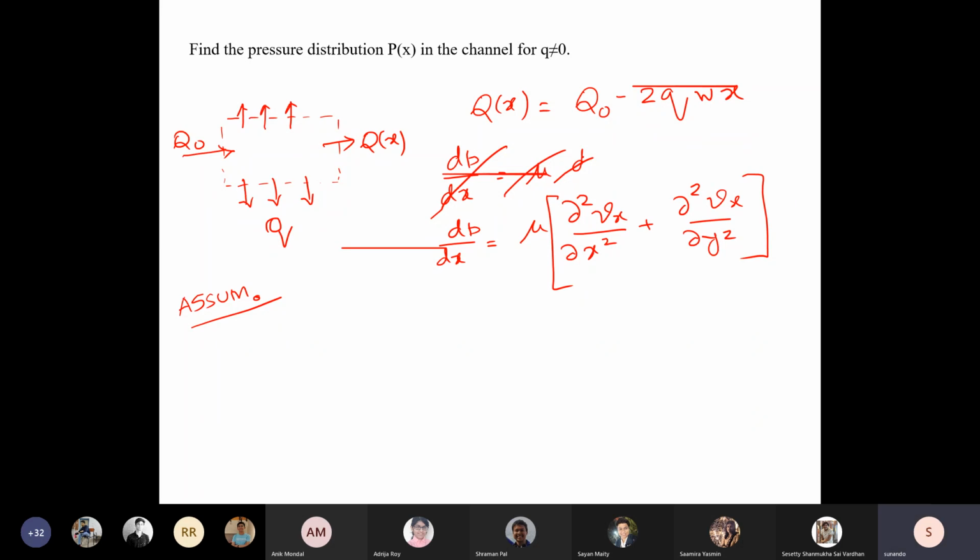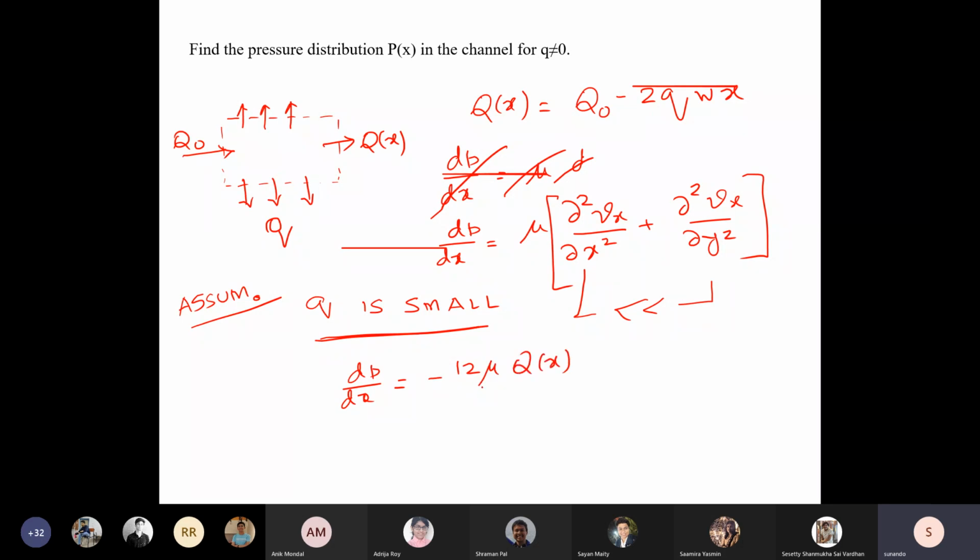Okay. So if that's the case, if small q is small, in that case I can say that this is going to be large in comparison to this, and then my dp/dx will be equal, as previously, to minus 12 mu Qx.